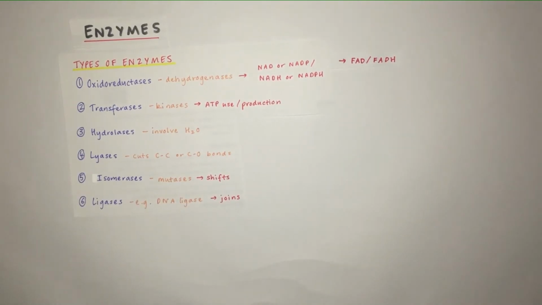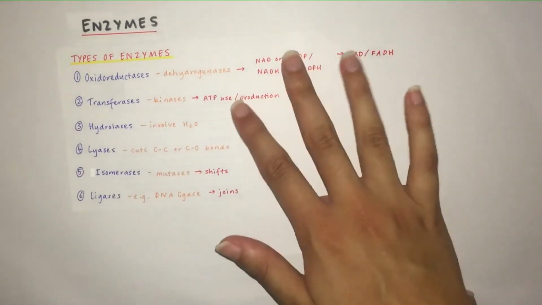And finally, we have ligases. For example, DNA ligase, which you'll see when you look at the formation of DNA. That's involved in gluing sections of DNA together. So that's a common one that you'll see. So now we know the 6 types of enzymes. Let's look a bit more at the theory behind enzymes.